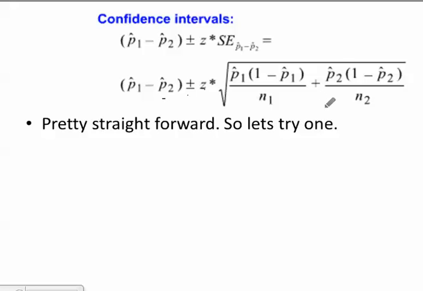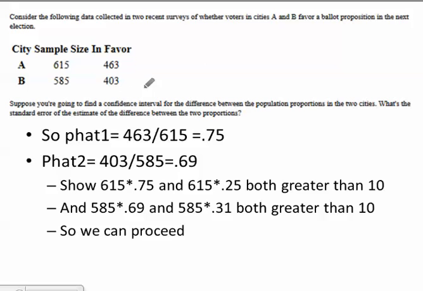Okay, let's try one here and see what we come up with. Here we've got a survey that was collected over two cities, City A and City B. They're voters in those cities, and they're just looking to see if they have the same opinions between the two cities. They want to find a confidence interval for the difference between the population proportions in the two cities, and the standard error needs to be shown.